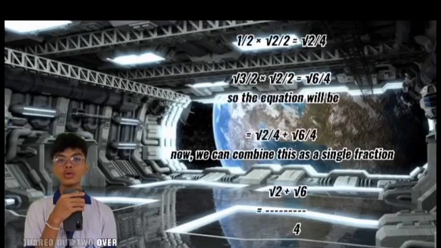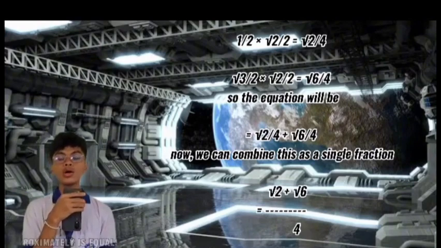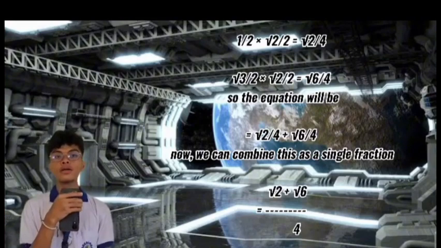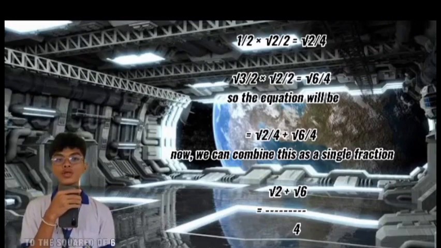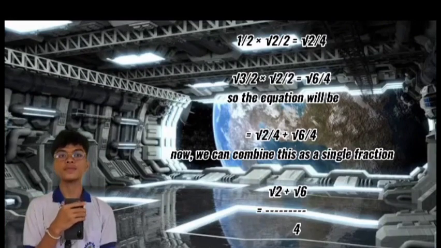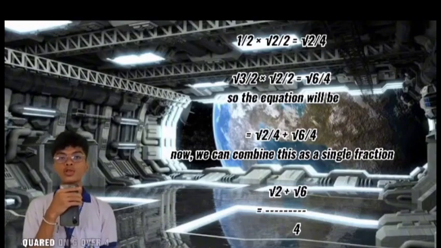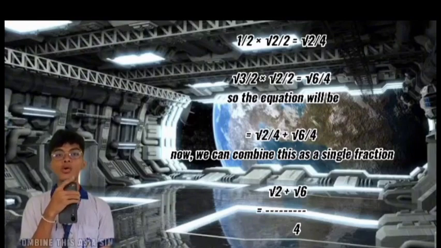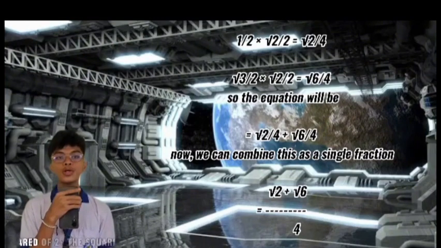So multiply 1/2 and square root of 2 over 2 as fractions, which is equal to square root of 2 over 4, and multiply square root of 3 over 2 and square root of 2 over 2, which is equal to square root of 6 over 4. So the equation will be square root of 2 over 4 plus square root of 6 over 4. Now we can combine this as a single fraction: square root of 2 plus square root of 6 over 4. So that's the final answer to this equation.